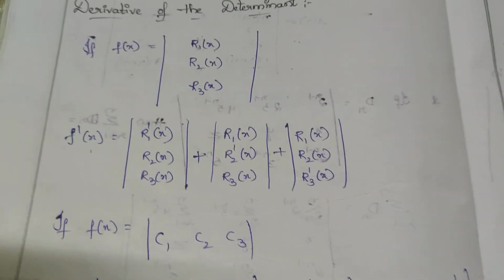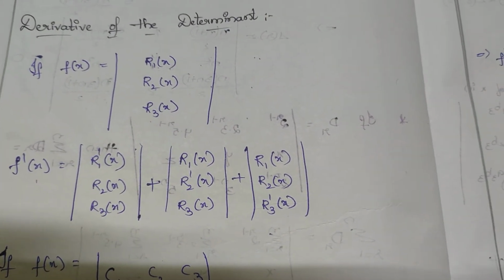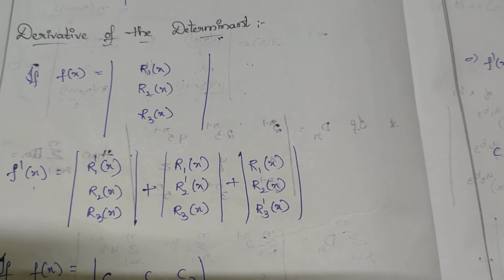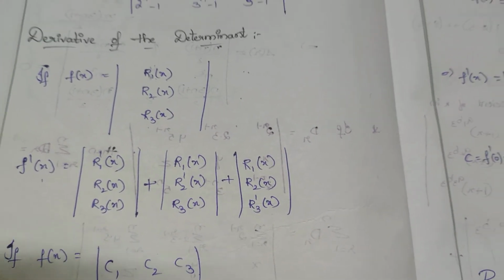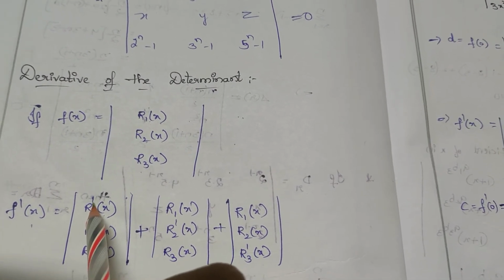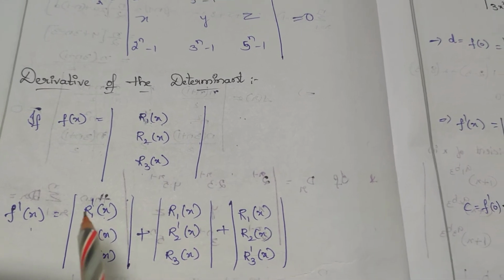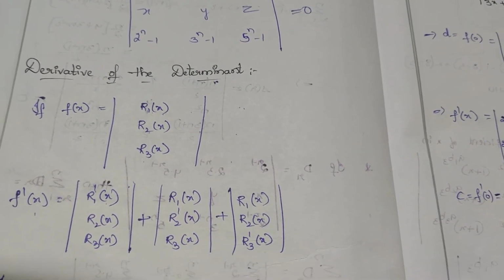IIT foundation students know derivatives very well. This year in first year we didn't complete derivatives, I think. If you completed them, no problem, you can follow me. Otherwise, just remember how to write the derivative. Generally r1 of x, r1 dash of x means the derivative of r1 of x. That means for the first row, every entry we have to take the derivative. How to take derivatives, we know from the derivative topic.